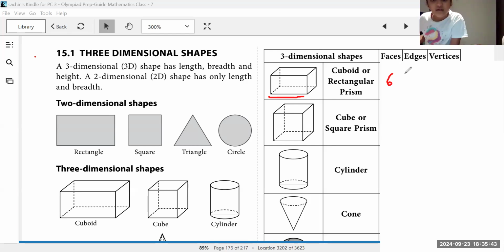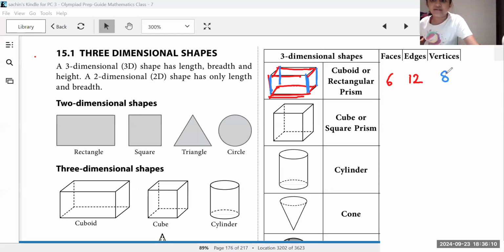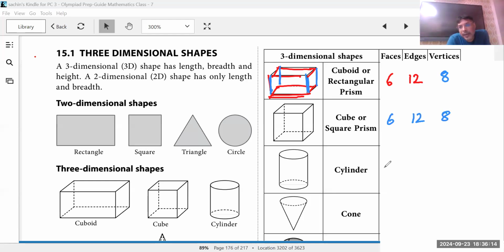Yes, sir. How many edges are there? Quickly. 12. 12, sir. So 4 at the top, 4 at the bottom, and 4 standing ones. So 12. Then how many vertices? 8. Same goes for the cube also. Next we come to the cylinder.